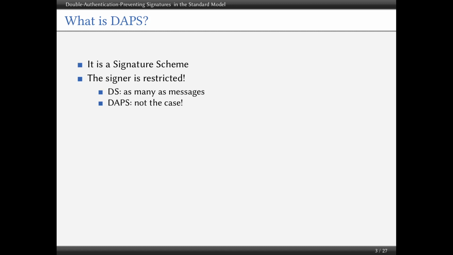Well, it's a kind of signature scheme, but what is the main difference between DAPS and a usual digital signature? Here, the signer is somehow restricted. In a usual digital signature, as far as the message is in the right message space, the signer can sign as many messages as she or he wants. But this is not the case in DAPS. But what do I mean exactly by this restriction and where can putting this restriction be useful? I would answer this question with the next applications.